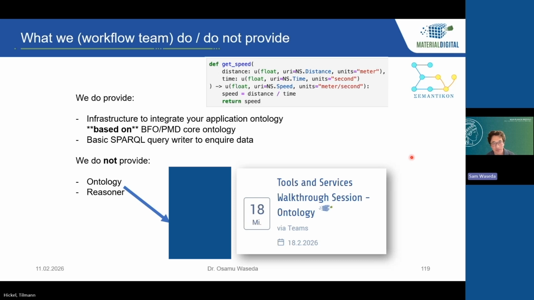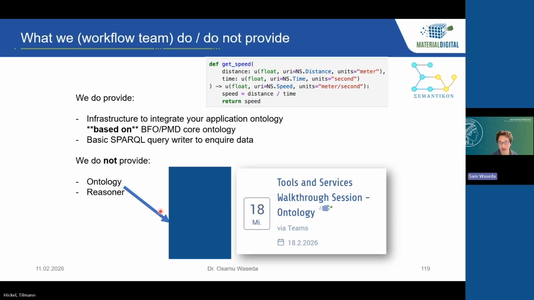And then there is also a basic SPARQL query writer, because for those who are familiar with queries in the knowledge graph, it is actually pretty hard. So this is more like a technical detail that you don't have to know. But if you are wondering, there is a way to look into the knowledge graph a little bit. But what we do not provide is the ontology and the reasoner, right? So if you have some specific field, like your field, for which there is no ontology, you can actually also talk to us, but the right person or the right team to talk to would be the ontology group.